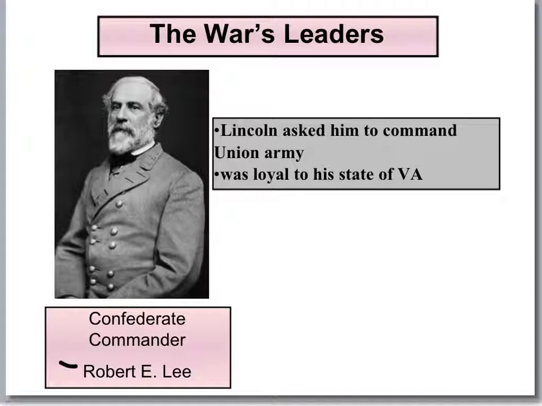I would guess that if Lee had been the commander of the Union forces, this war would have been much, much shorter. All right? So there you go. Some of the reasons, some of the things that separate the North and the South, and strengths and weaknesses, and a few of the military leaders. Okay? Next lesson, we're going to start actually looking at some of the battles.